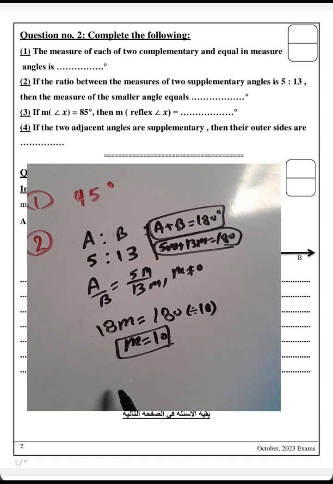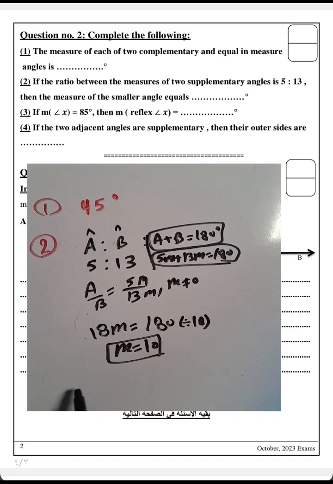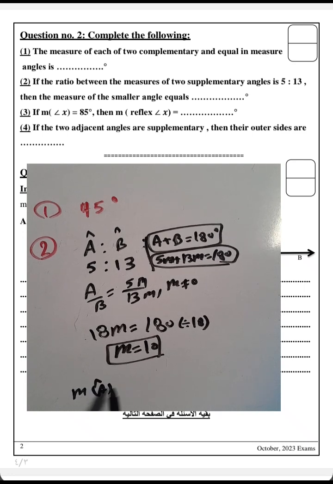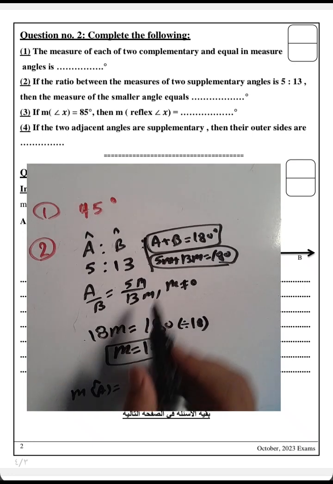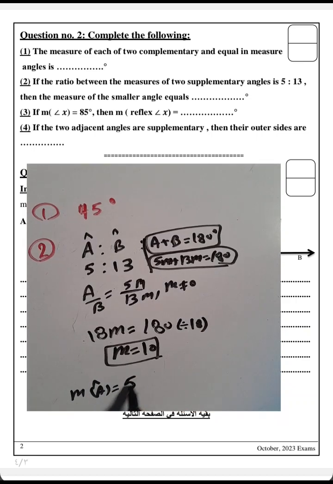M here will be 10. Then the measure of angle A was 5m. Okay, A equals 5m, meaning 5 multiplied by m.